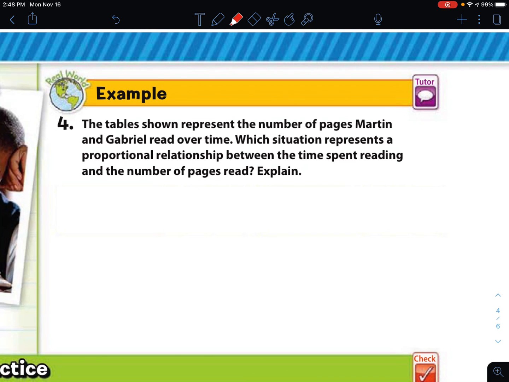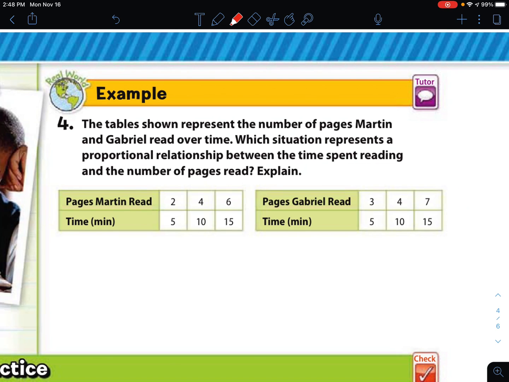So in this example, we're talking about two different tables. The table shown, let me show you the table shown, represent the number of pages Martin and Gabriel read over time. Which situation represents a proportional relationship between the time spent reading and the number of pages read? Explain. So let's look at the two tables first.